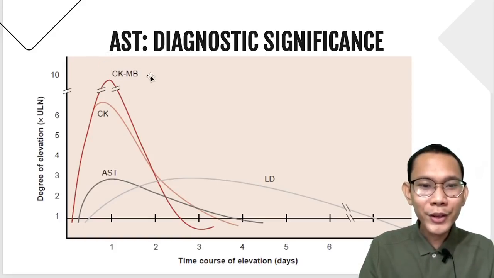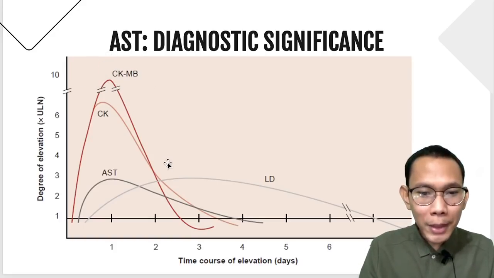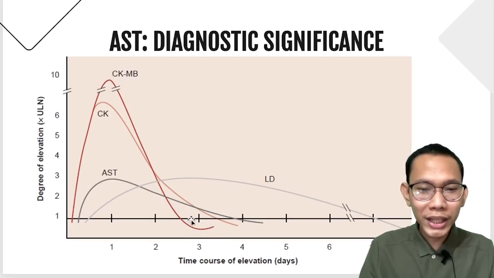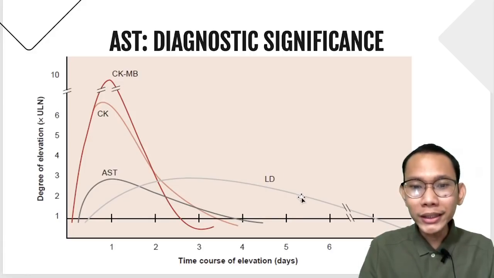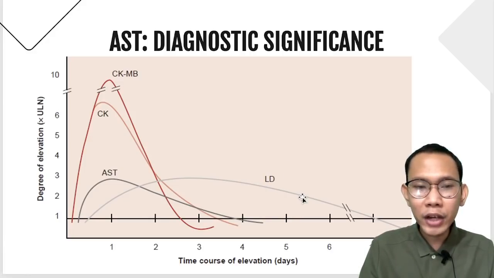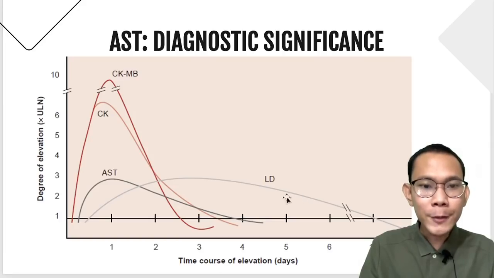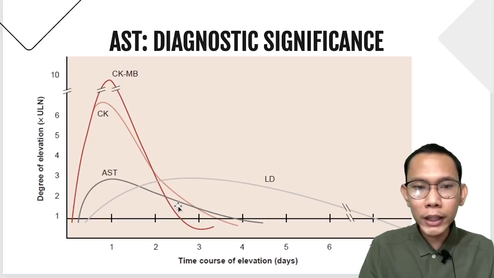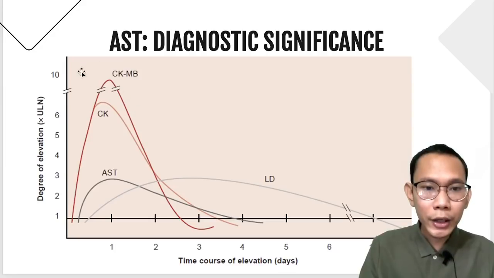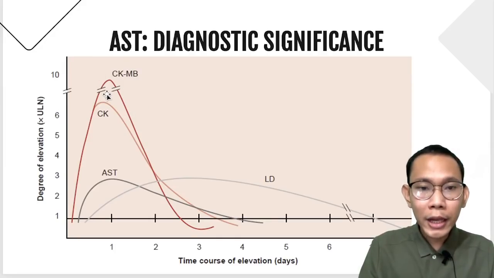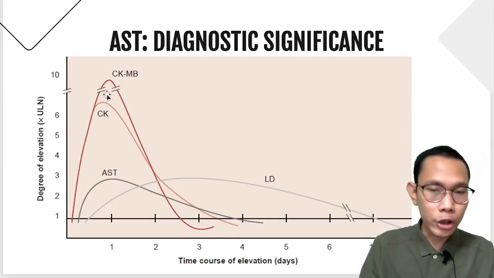Kasi nga, your CKMB will normalize within 2 to 3 days. Unlike your AST or LD, it will normalize 5 to more days pa. Eh, what if nagka-reinfarction ka after 4 days? Of course, bumaba na yung CKMB natin, and then pag after 4 days, nagka-MI ka ulit, tataas na naman siya. So, therefore, among the three, your CKMB will be the very good enzyme to detect a possible reinfarction.